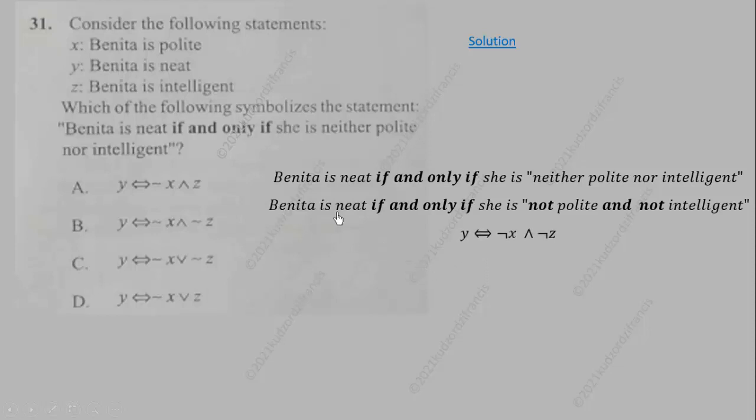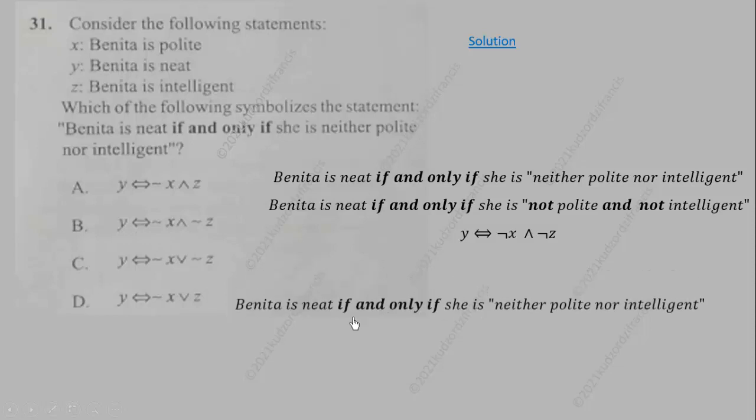The Y is Benita is neat. This symbol stands for if and only if. So this symbol is for the biconditional statement, if and only if. Now, the negation of X is Benita is not polite. Because of the not, we negate the X. The not intelligent, we negate this. So that will give us the answer, which is B.